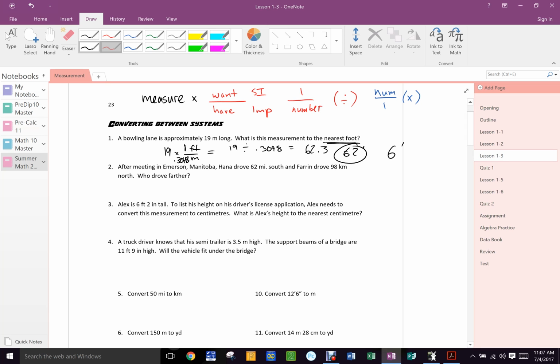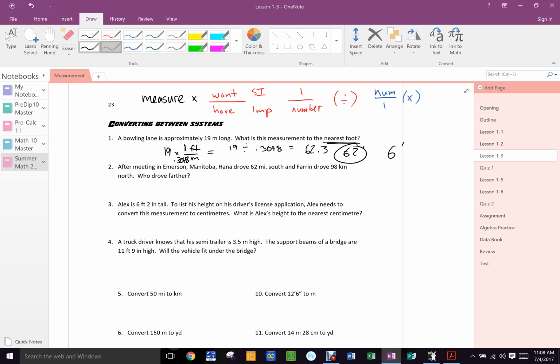Hannah drove 62 miles. Farron drove 98 kilometers. Who drove further? When I put this question on a test, I see a lot of kids converting both. Do you have to do that? No. Which one do you have to convert? Does it matter? As long as you convert one or the other, you're going to get the right answer, yes?